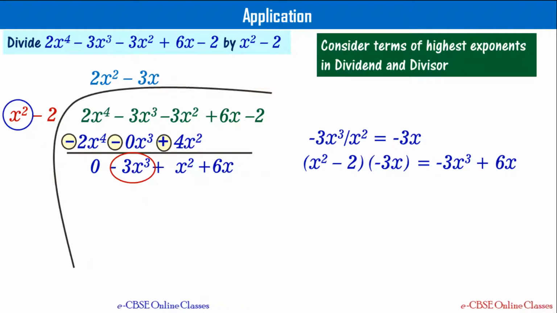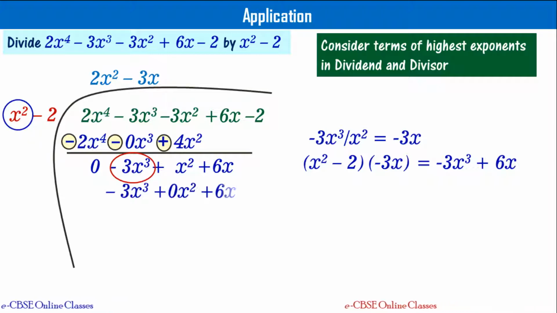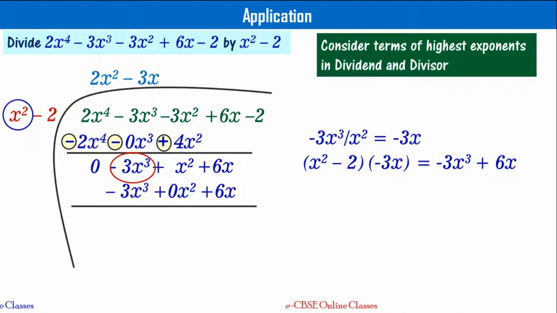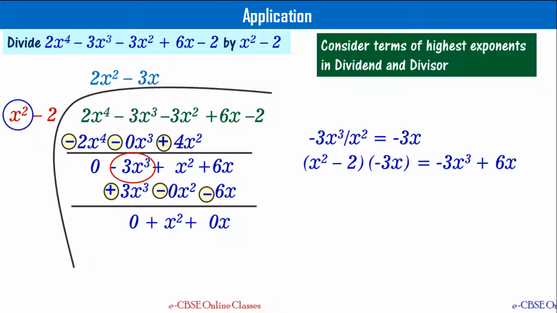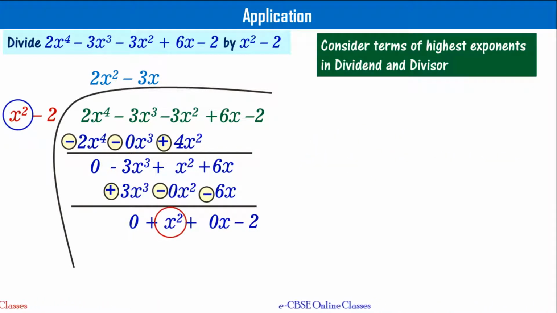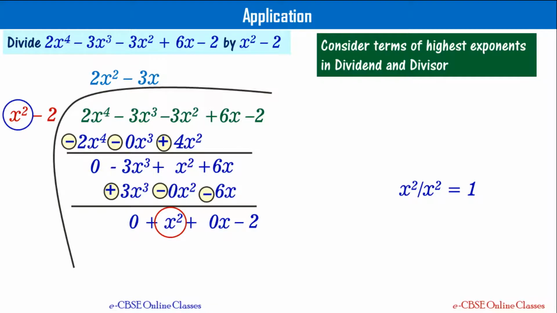The answer is minus 3x cube plus 6x. It has to be subtracted from the previous expression to get an answer that is x square. Now let's bring down minus 2 such that the expression you have in hand is x square minus 2. It has got highest exponent x square, means we have to divide x square with x square. Answer is 1. This has to go at the top as plus 1.